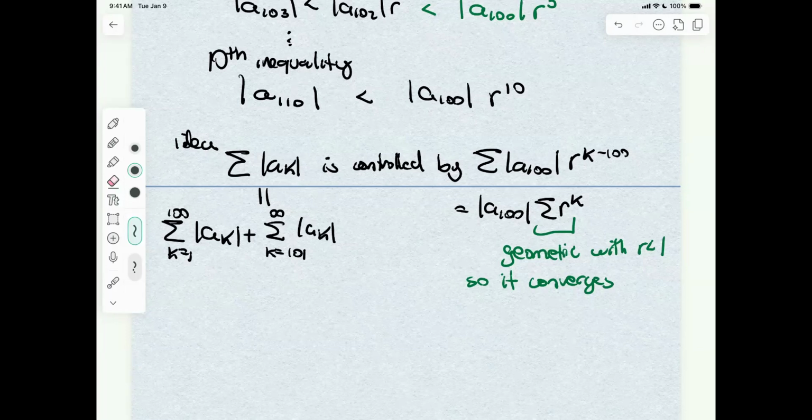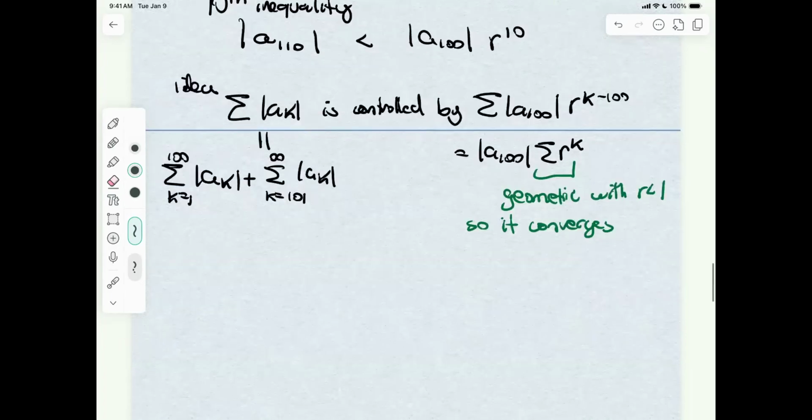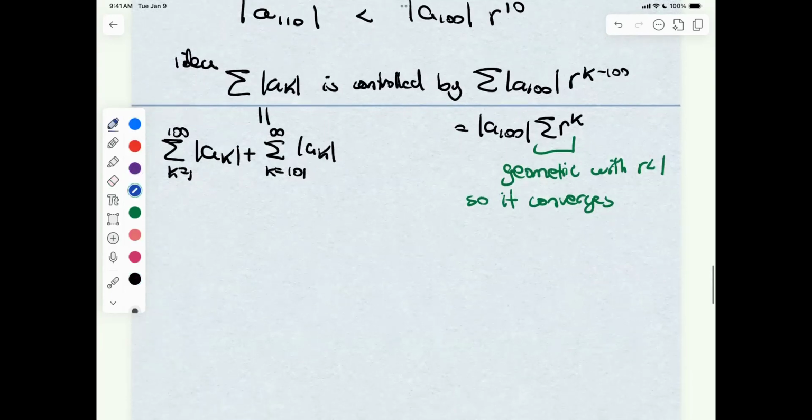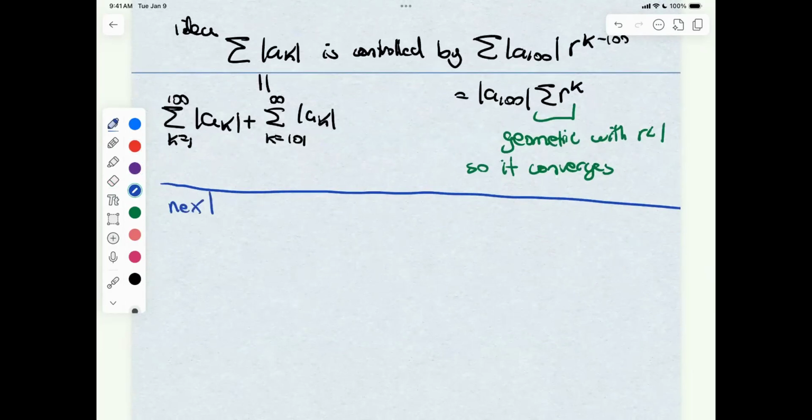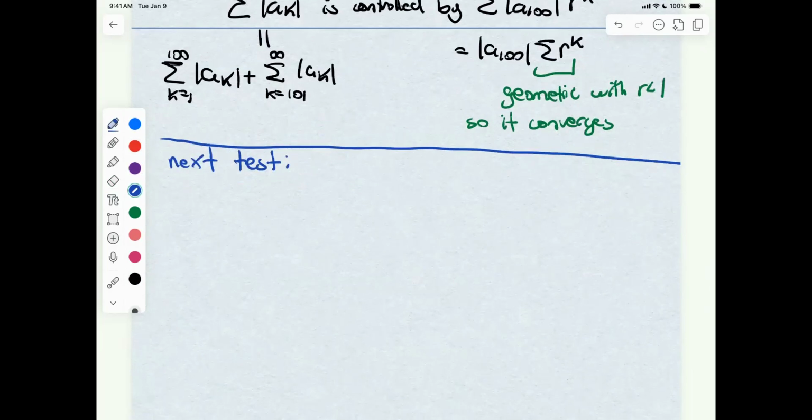Okay, so there are only two tests left to discuss about convergence and divergence. The next one is the root test, which is very close in spirit to the one that we just did, so it's useful to mention it right now. So the next test is called the root test.